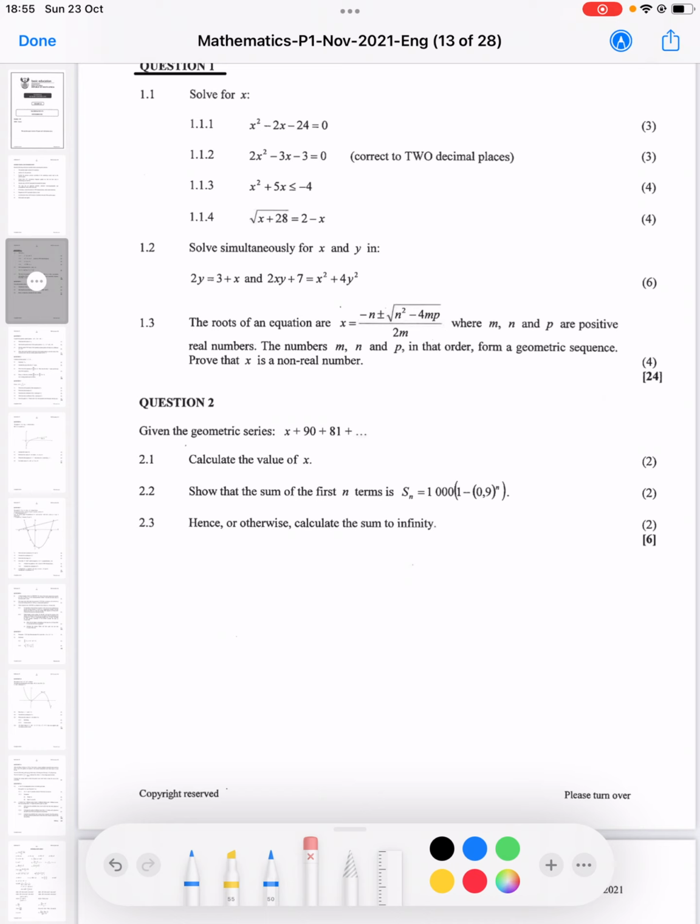So now let's quickly move on to 1.2. I think I wanted to keep this lesson as short as possible, so I'm just going to quickly take you through those 2 last questions. Solve simultaneously for x and y in the following. So you are given that, and you are also given that.